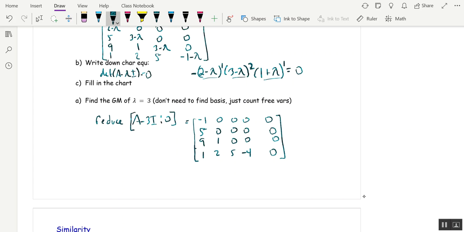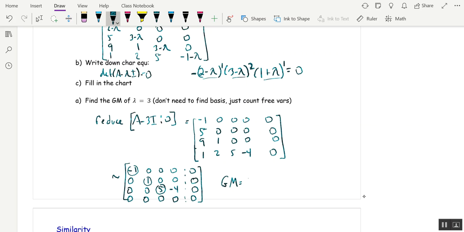Okay, we need to get this to echelon form, not reduced echelon form. So I'm not going to walk through all the steps with you. You need to verify that you can get this. Negative 1, top row stays the same, 0, 0, 0, 0, and then 0, 1, 0, 0, 0, 0, 0, 5, negative 4, 0, and then all zeros on the bottom. It only takes a couple of steps, but you should be able to do that. So I've got pivot, pivot, pivot, one free variable, the GM is equal to 1.